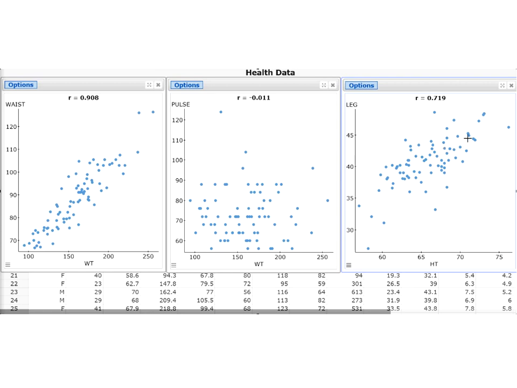And last of all, this one on the right looks like it has a positive trend, so the points seem to be going up from left to right. Not in a very obvious straight line pattern, but they do seem to be trending up. So notice this one has an R value of 0.719. So it's not nearly as close to 1 as the one on the left of the screen. That one was 0.908, and there was a much clearer linear pattern. This one is 0.719, and there's a pattern, but it's not super clear.